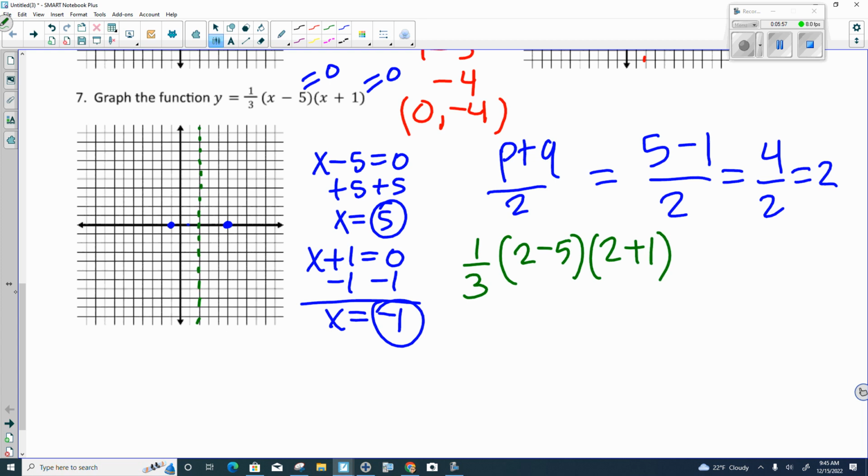By doing this, I'm finding f of 2. I'm saying to this problem, if x is 2, what is y? That's the question that I'm asking this equation. And this is how it answers.